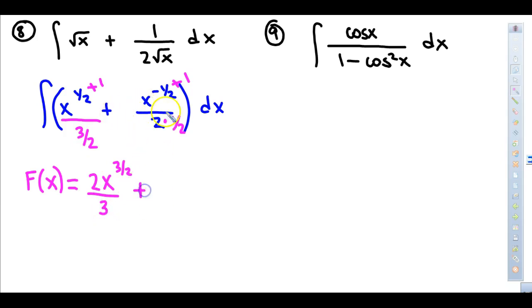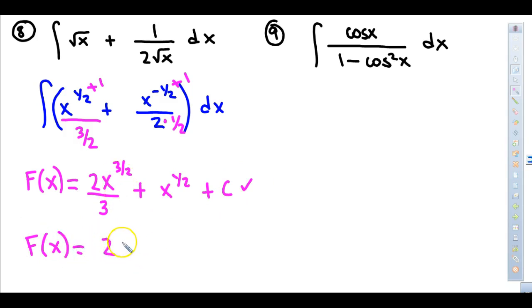Plus x to the 1/2. And 2 times 1/2 just gives me 1, and then don't forget the plus c. Okay, this is correct. Multiple choice answer. They may or may not leave it that way.